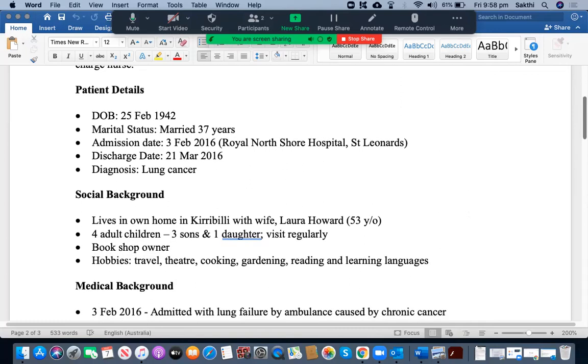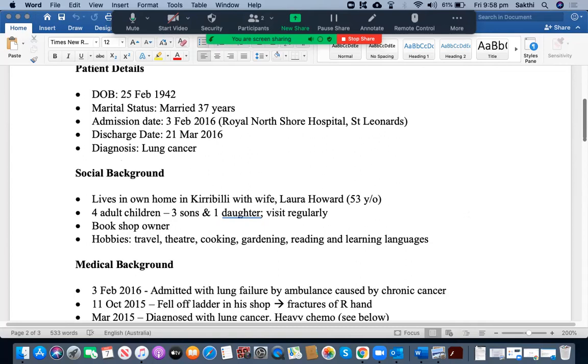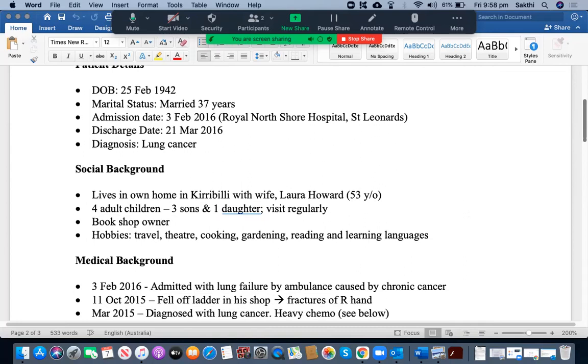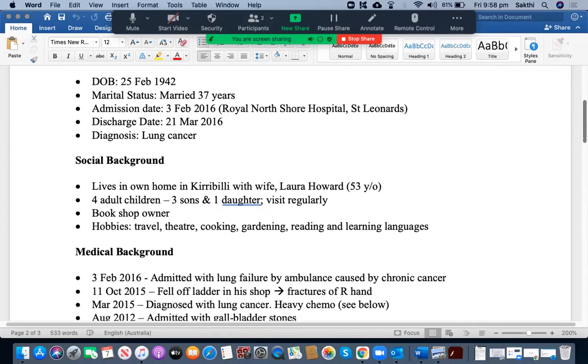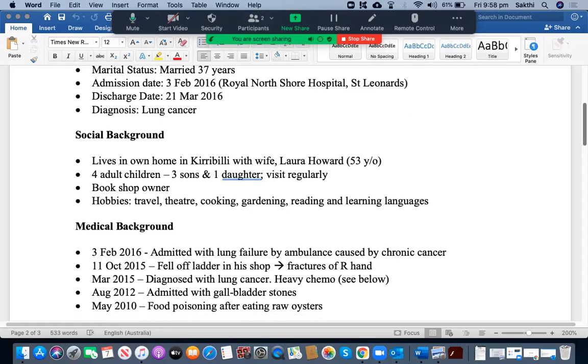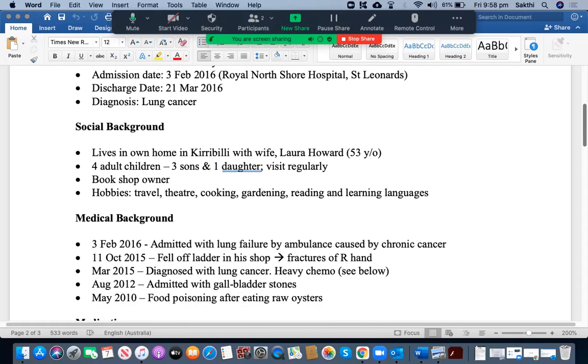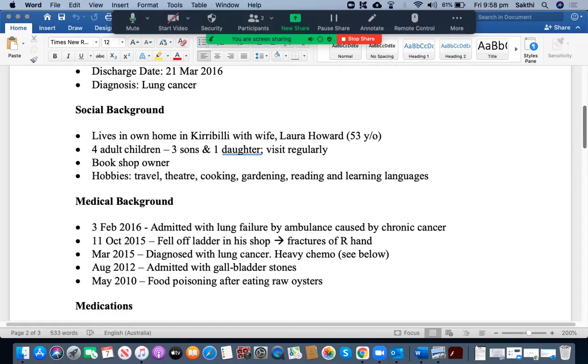Marital status, married, 37 years. That's okay. Admission date, that's all right. Discharge date, that's all right. Diagnosis, lung cancer. Lives in own home with the wife, Lara Howard, 53-year-old.